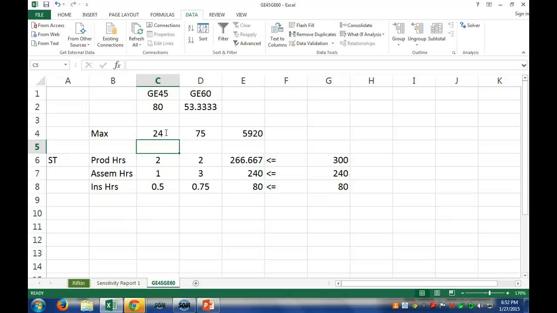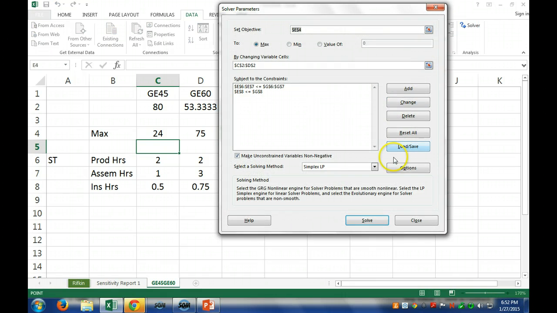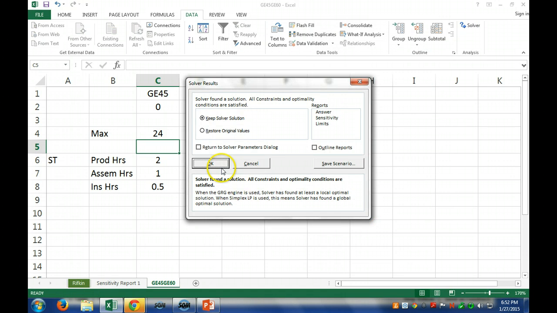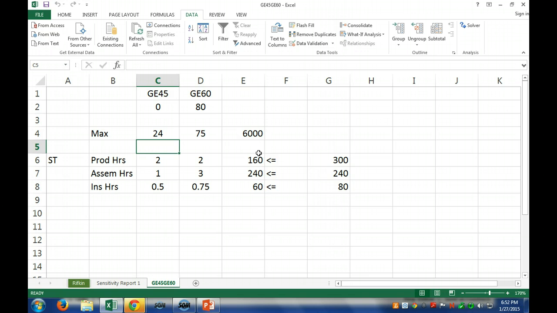Is 24 in my range of optimality? Is it? It isn't. So you think that mix is going to change? Yeah, it's going to change. Let's resolve. Now it's saying don't make any GE45s. They're not profitable enough. So as soon as that coefficient fell outside this range, it changed my solution. But anywhere in there, the solution was the same.